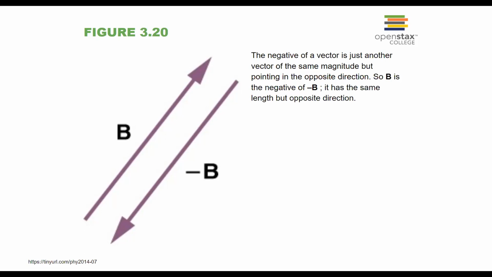That means you change the direction. If you change the direction, it becomes a negative of itself. If the direction is reversed and the magnitude is still the same, then you have a negative B vector. So a negative sign in front of a vector will change the direction of the vector by 180 degrees.